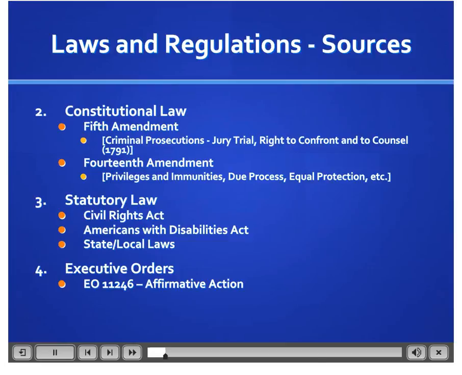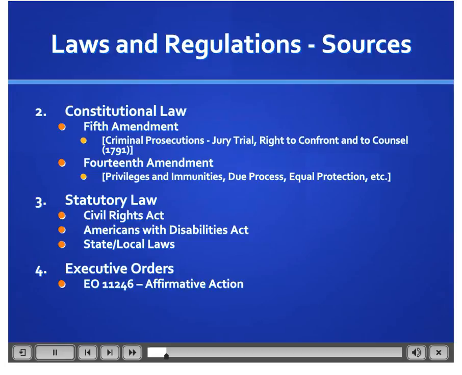Other sources of the laws that organizations need to pay attention to come from the Constitution. For example, the Fifth Amendment says that people have a right to a jury trial and to confront their accusers and to have counsel, and all of this affects us in the workplace, because if a law has been violated, people have a constitutional right to a jury trial and to have counsel and to have a fair trial, if you will.